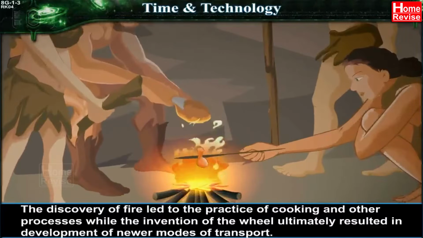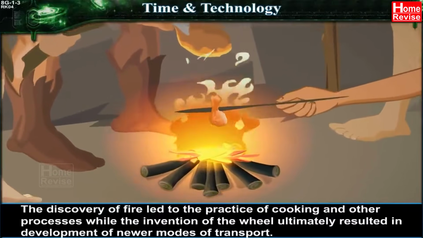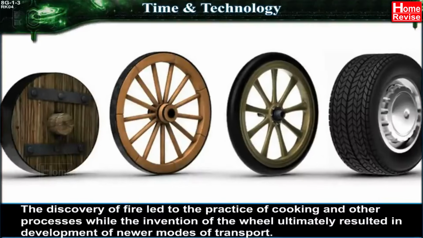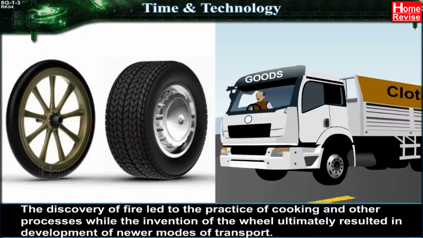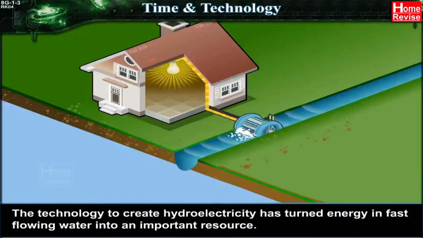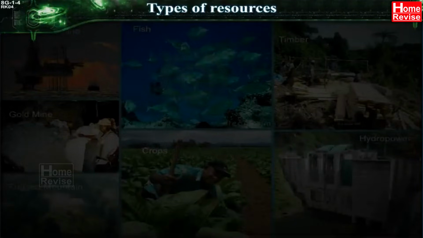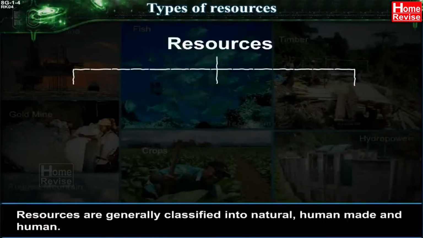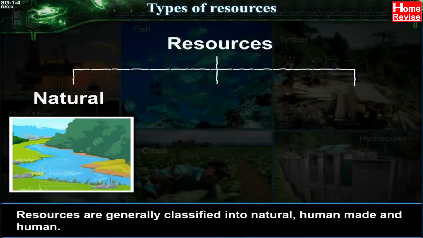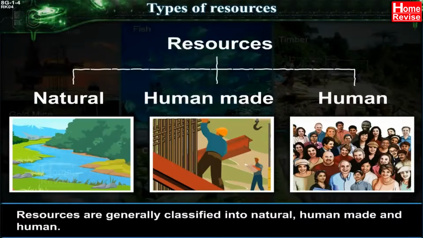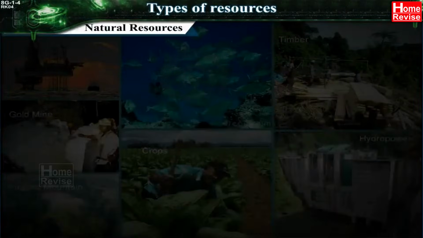The discovery of fire led to the practice of cooking and other processes, while the invention of the wheel ultimately resulted in development of newer modes of transport. The technology to create hydroelectricity has turned energy in fast-flowing water into an important resource. Types of resources. Resources are generally classified into natural, human-made, and human. So let's first have a look at natural resources.